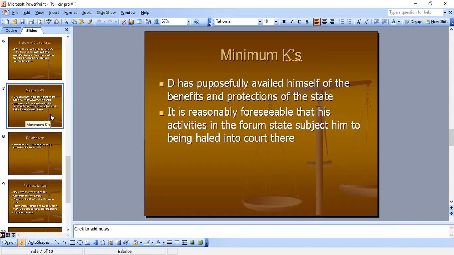Okay, so it has to be reasonably foreseeable that his activities in the forum state will subject him to be hailed into that court. So these are where your arguments come in for minimum contacts. Lots of MBEs on these.